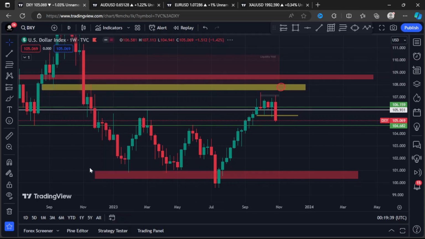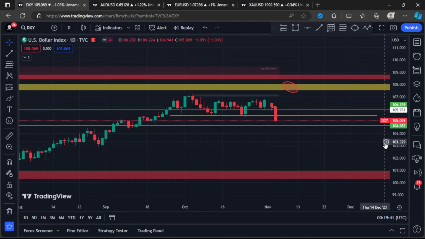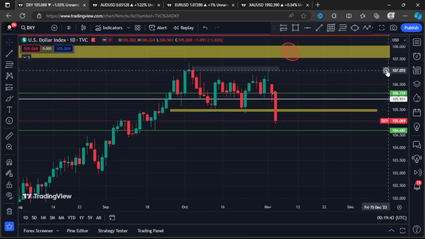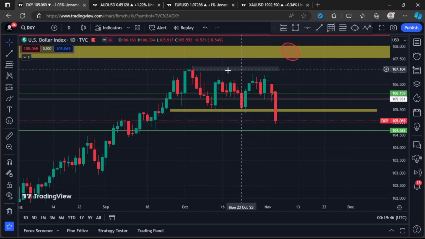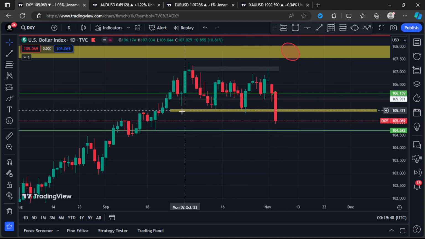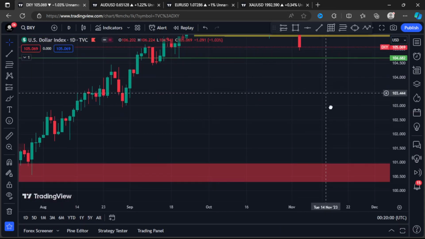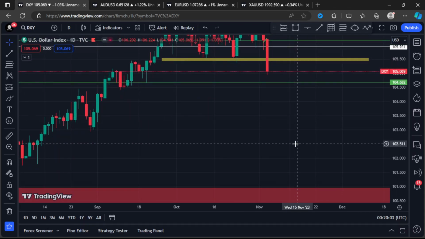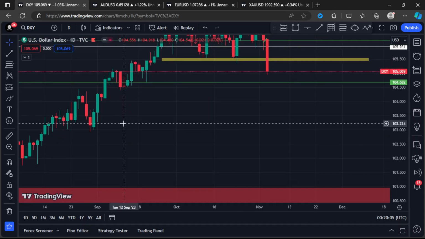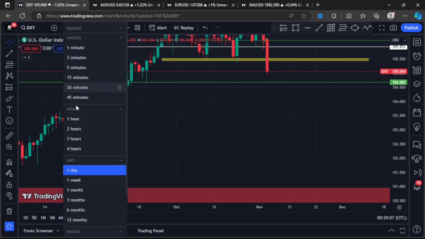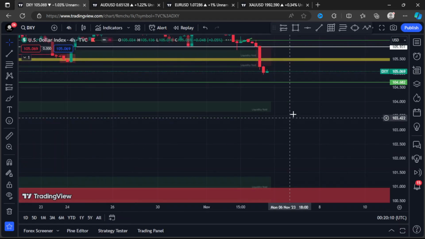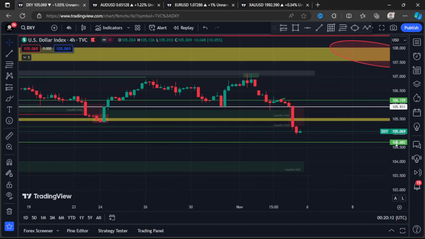So moving to my daily time frame, we can analyze it more as DXY failed to break this high and now has broken, on a daily time frame, the weekly support zone here and is looking very strong. So I think DXY will be approaching 101 for the week.